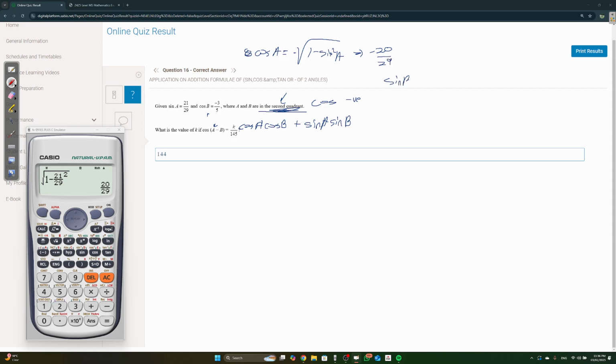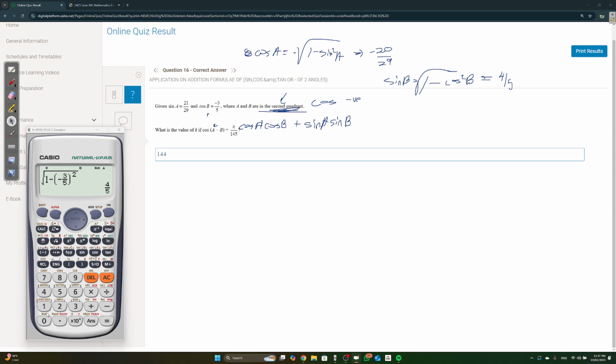Sine B, square root 1 minus cosine squared B. But this one stays positive because in the second quadrant sine is still positive. So square root 1 minus cosine squared B, so minus 3 over 5 squared. Please make sure you put the square outside the bracket, okay? Now let's see.